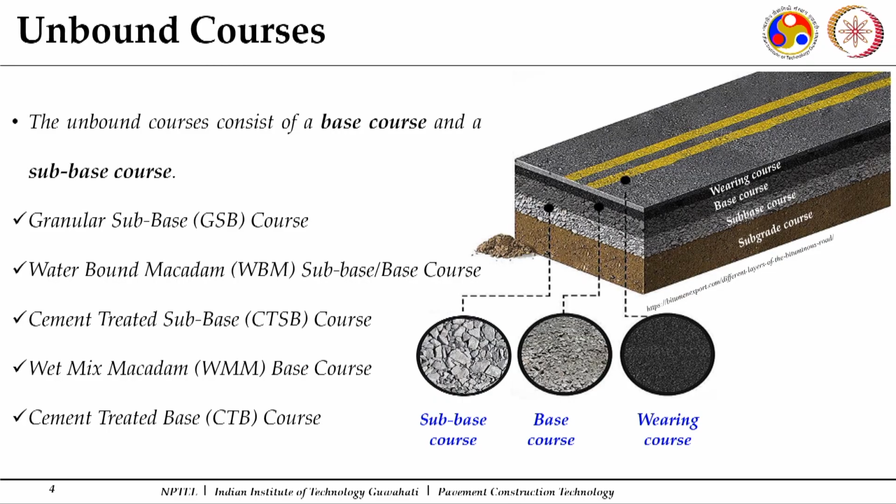Thereafter, another common course which is used as a base course and is unbound in nature is our wet mix macadam course. So, it is the wet mix macadam base course, an unbound course which is used as a base course. We discussed these 4 courses in the previous lecture. Now, if some cementitious agent is used in the base courses, then it will be cement treated base course. So, we will see some features of the cement treated base course.